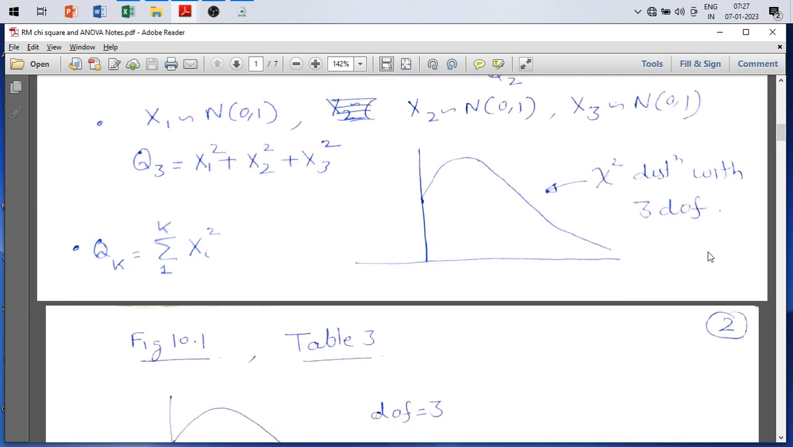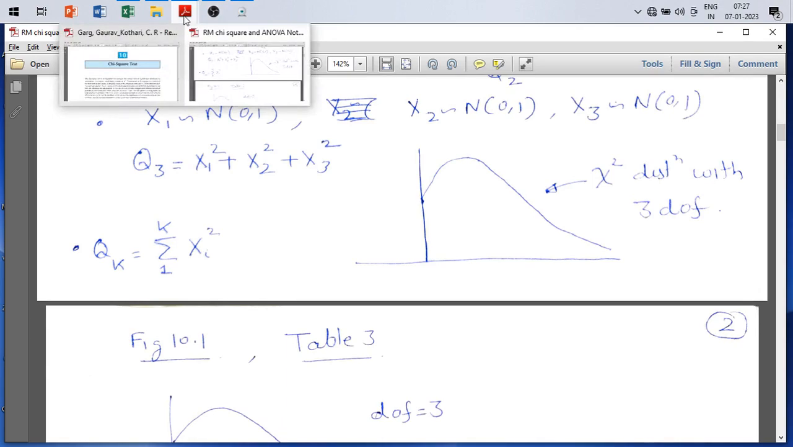In the same way we can define, let us say, qk. It is just the sum of k such terms, sigma xi square. So that is x1 square plus x2 square up to xk square. Each of these x1, x2, x3 are standard normally distributed, and they are independent. Then we'll call this qk, and it will have a chi-square distribution with k degrees of freedom. So that's what a chi-square distribution is.